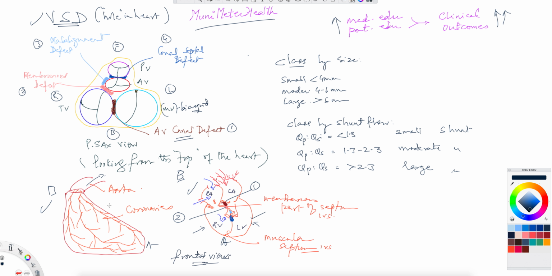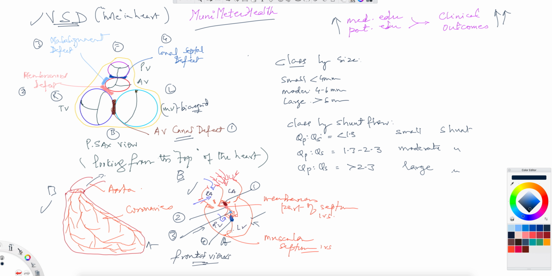Okay. Third defect will be the malalignment defect, very rare defect, and that occurs right next to the pulmonary and the aortic, almost where they are originating from. So this becomes your number 3, which is your malalignment defect. And the big guy is the fourth defect, that is the conal septal defect.